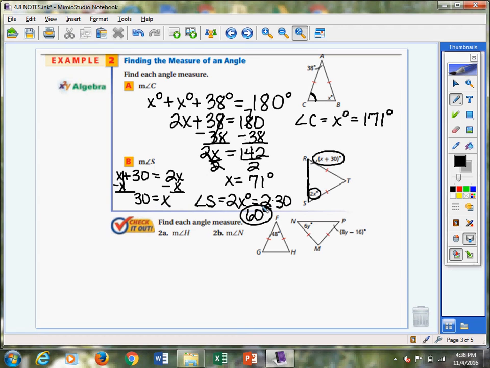Very good. So I'm going to leave the Check It Out for you. This is going to be your extra credit. I'll do a plus 2, 1 for 2A and 1 for 2B. And you guys figure out what this is going to end up equaling. All right, good luck with that.